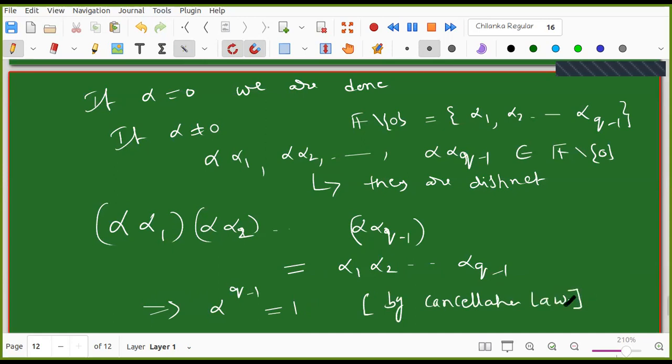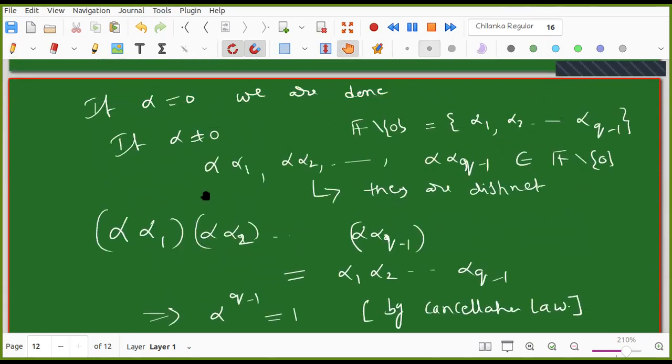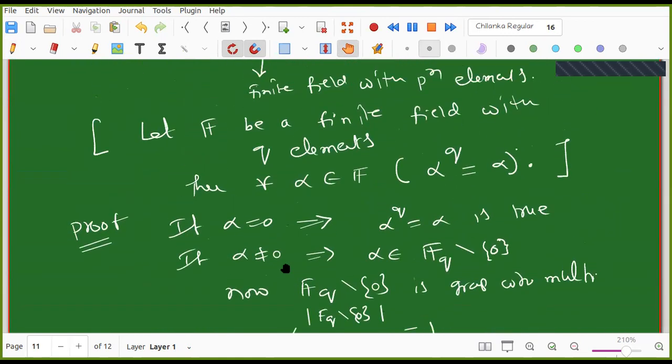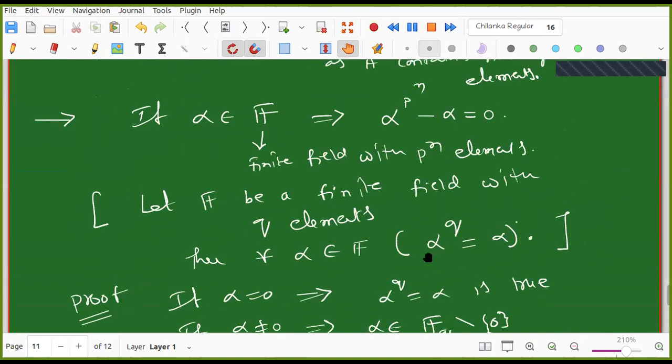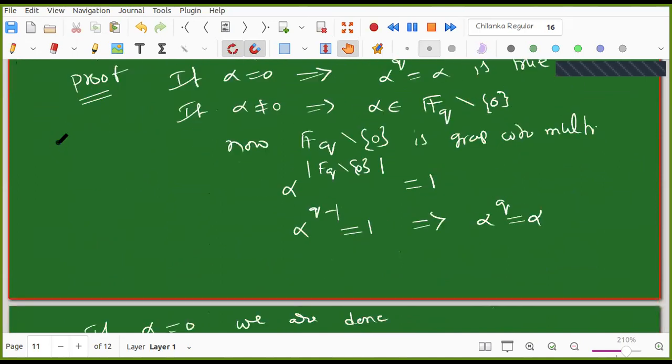Another proof. Okay. If you have any doubt, let me know. So what have we done today till now? We proved that if F is a finite field with Q elements, then every alpha satisfies this equation. Remember that Q equals P power n for some prime P and some n always. So we can replace this with alpha power P power n equal to alpha. Okay, good. I hope no questions, no doubts.